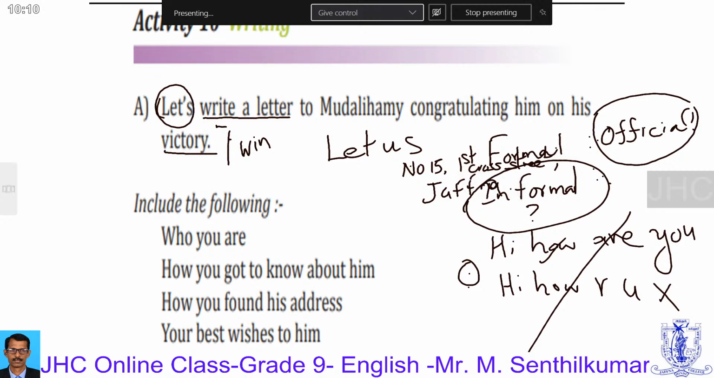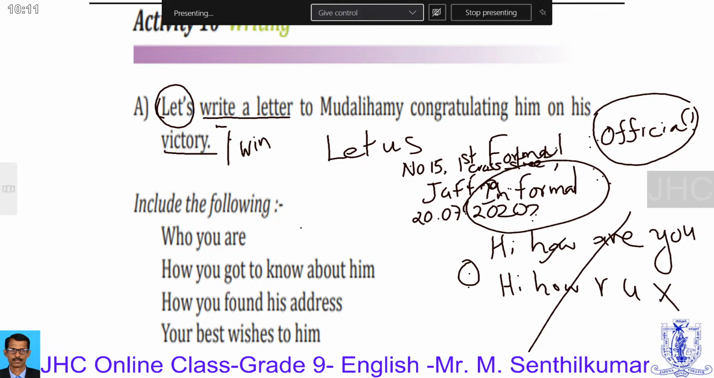Then put the punctuation. This punctuation gives prominence. You should write correct punctuation. Then the date. You put a date: 20th 7 2020. Dear Mudalihami, now you are going to write it.